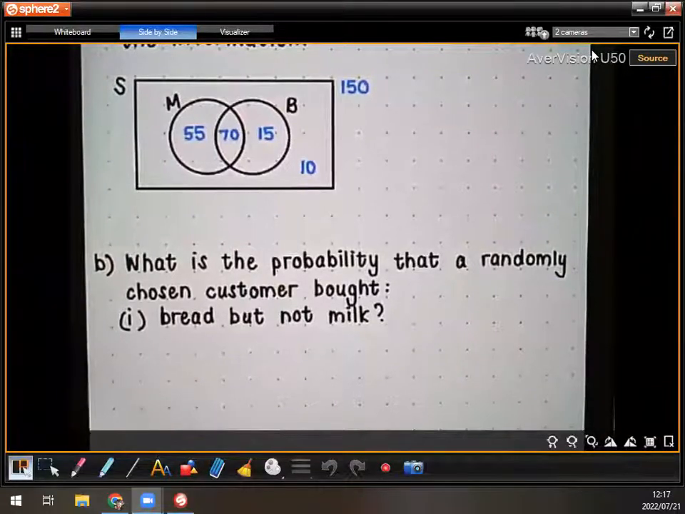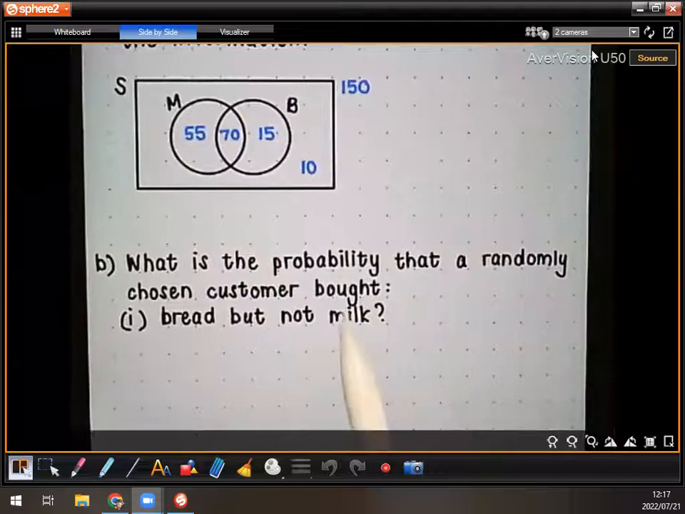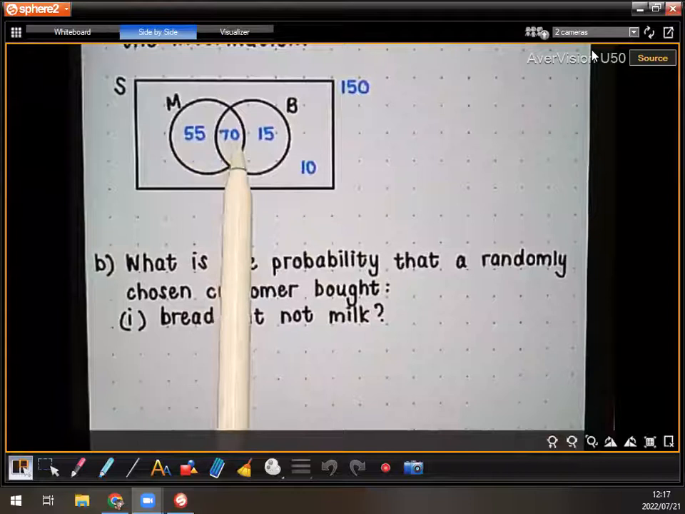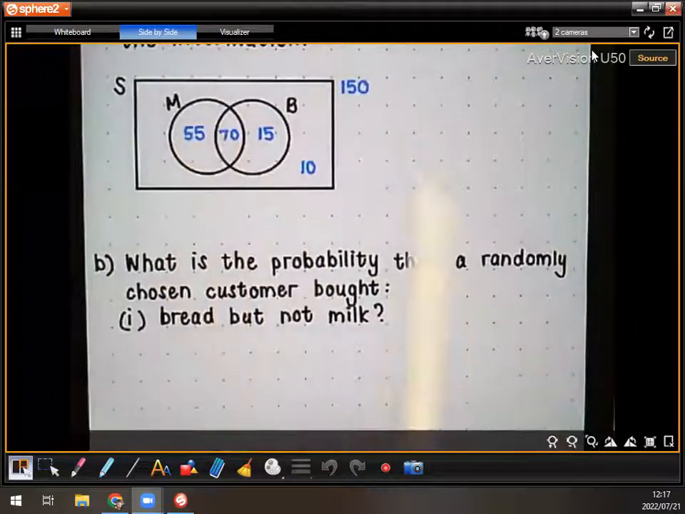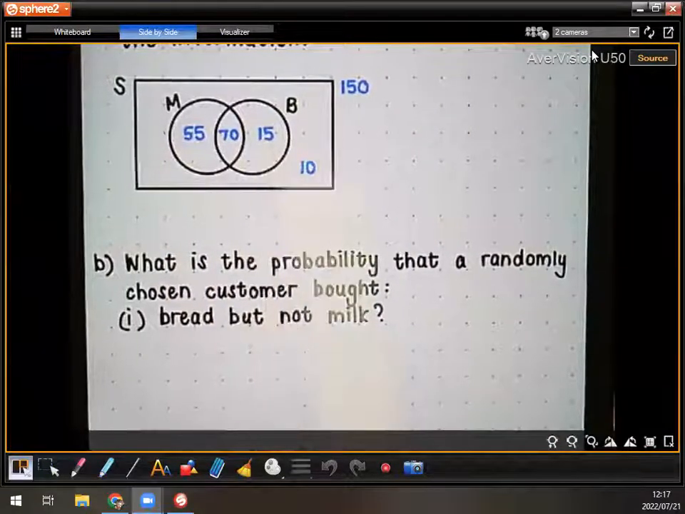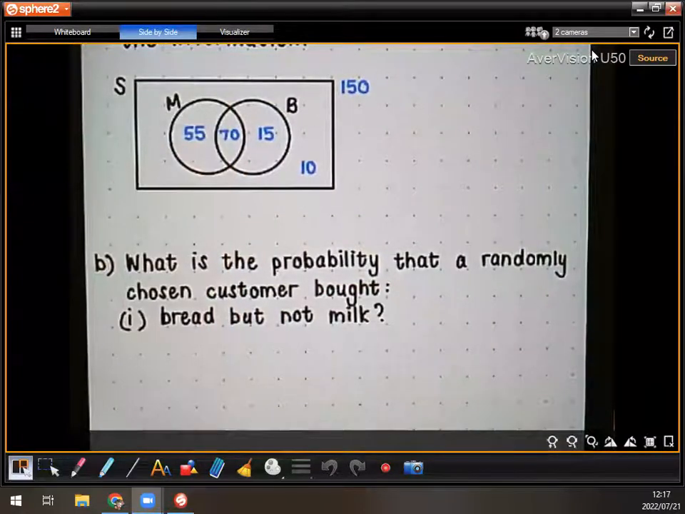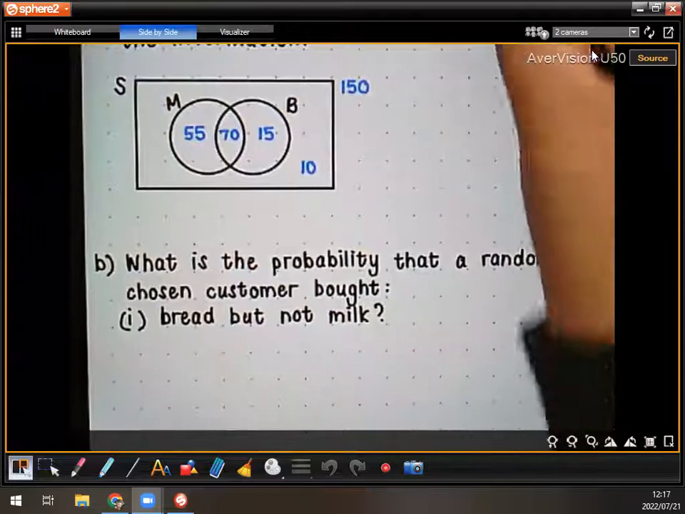Okay, guys, for this one, we need to look at the Venn diagram. So they're asking us for the probability that a randomly chosen customer bought bread but not milk. So they bought bread, so we need to look at the bread circle. But remember, 70 of these people bought milk as well. So how many people bought bread but not milk? It's 15. Okay. Out of how many people? That's the question. 150. Okay.